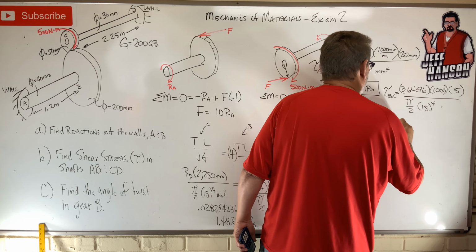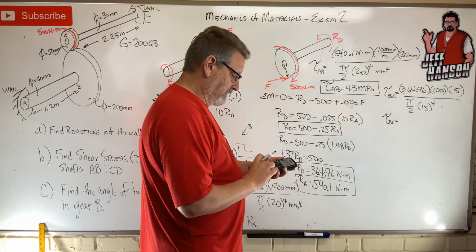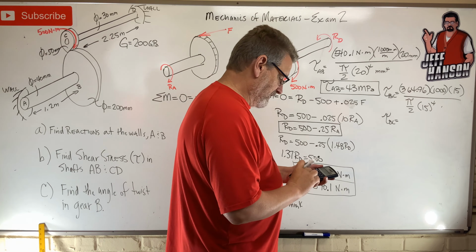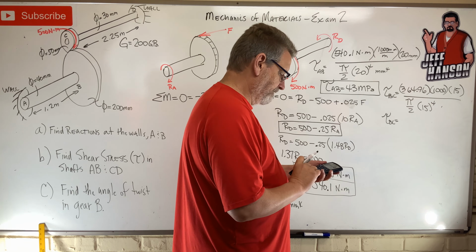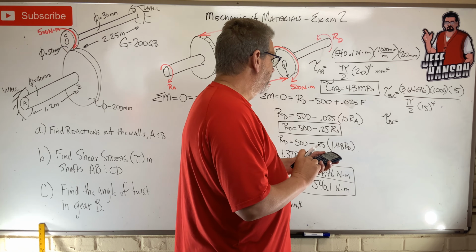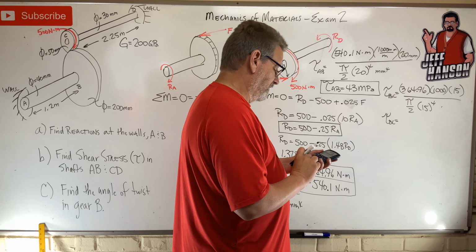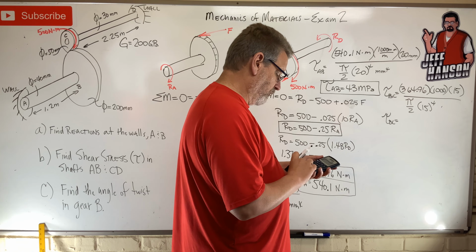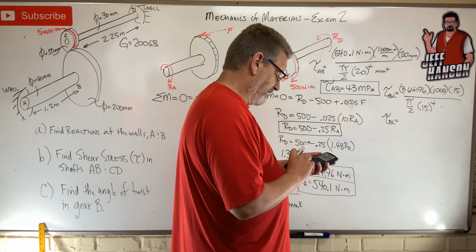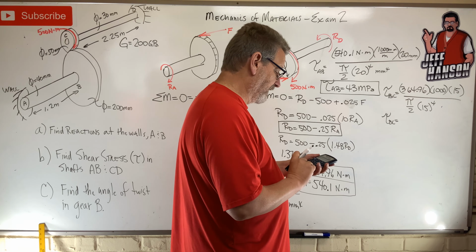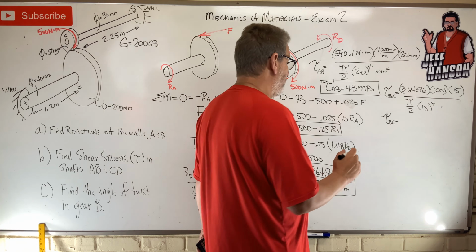So tau BC is equal to, here we go, 364.96 times 1,000 times 15 equals, times 2 equals, divided by 3.14159 equals, divided by 15 to the 4th equals 68.84.